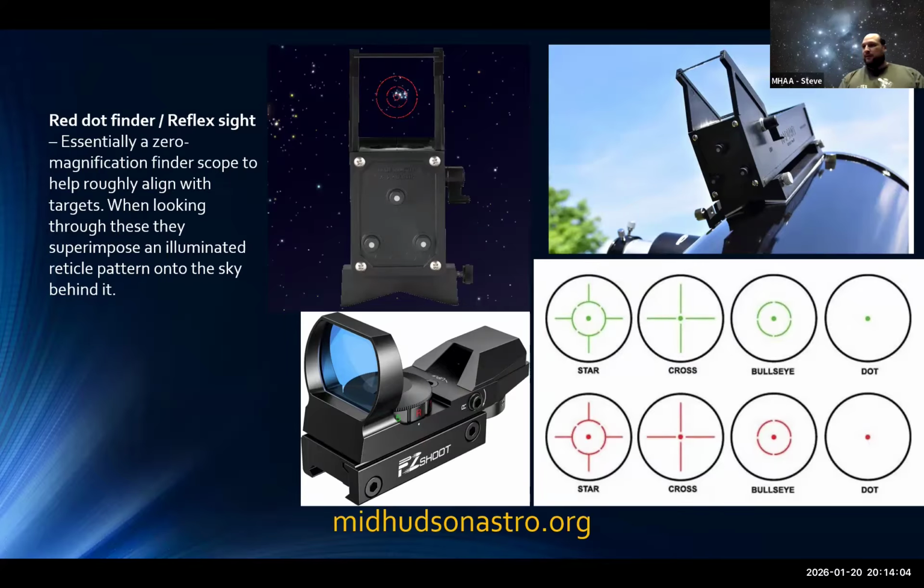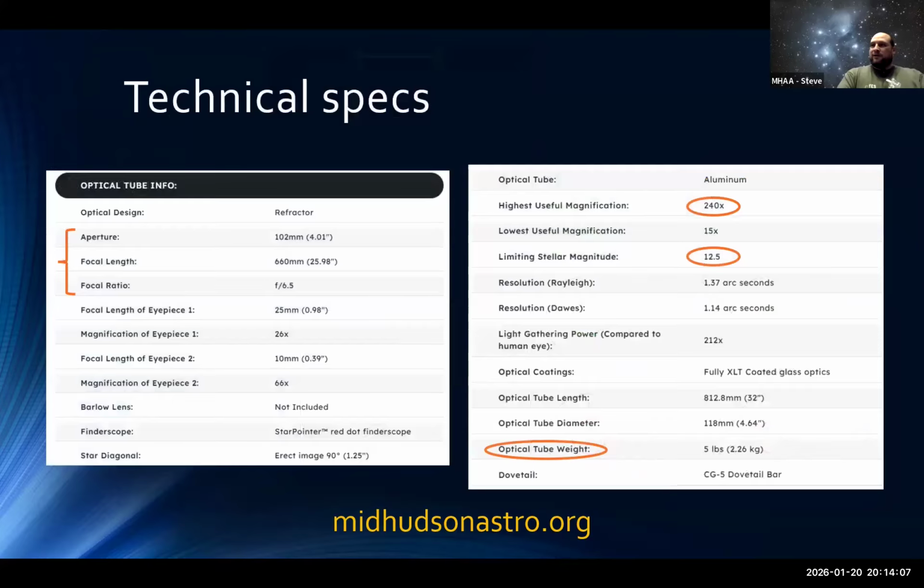Anyways, so that's that. If you go to the Celestron website and look at a telescope, you're going to see a technical specs page. The main ones that define the capabilities of your scope are the aperture, the focal length, the focal ratio, and then combinations of those come out with the highest useful magnification and the limiting stellar magnitude. Also important, and sometimes overlooked, is the optical tube weight, or any of the weights listed on the product.